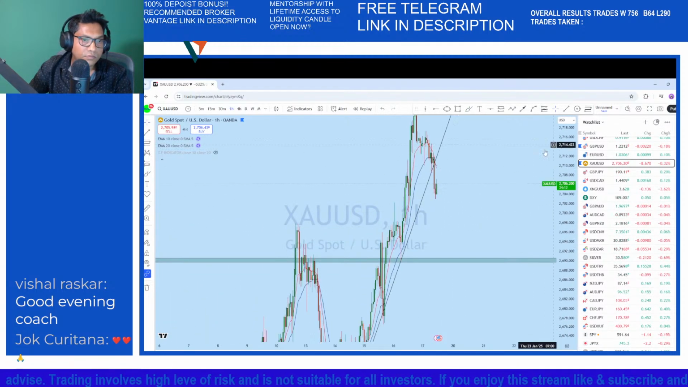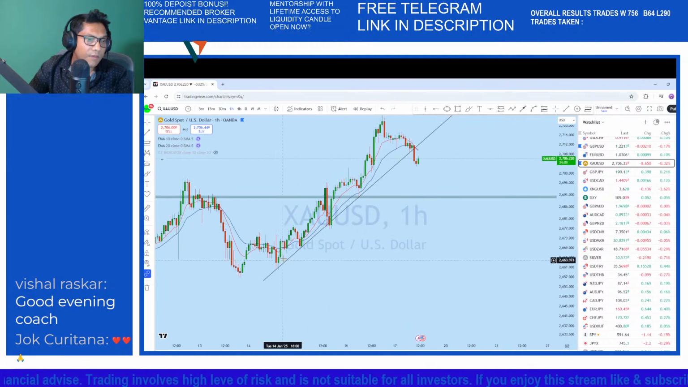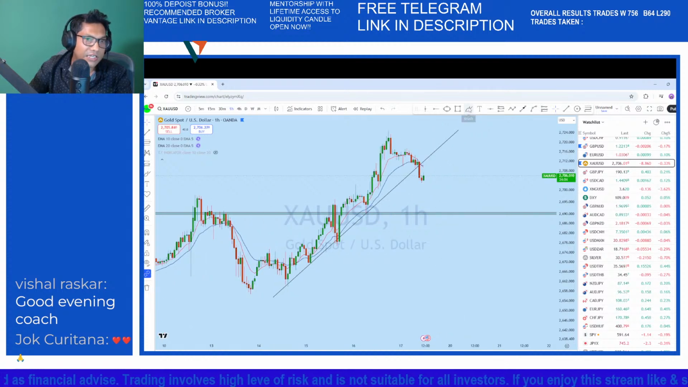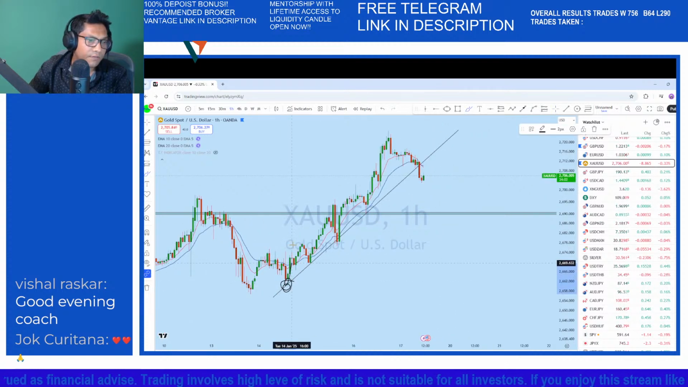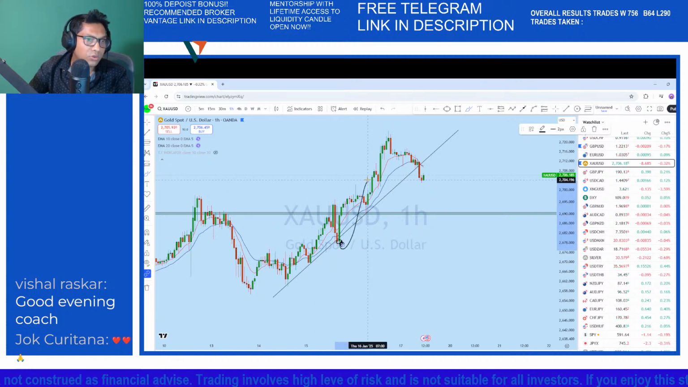So if you look at here, you can see in this market, as the price was testing, this is a support here, a bounce, and then support here, another bounce, support here, another bounce, and then support here, another bounce.